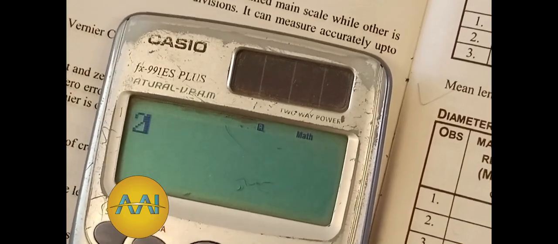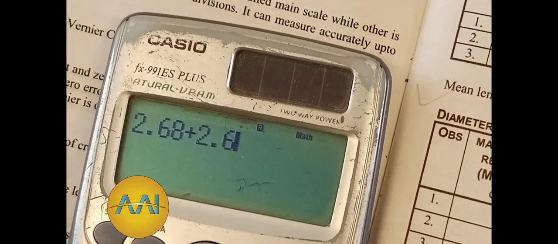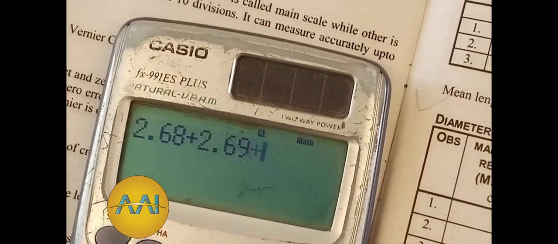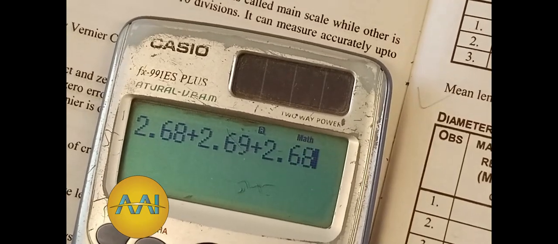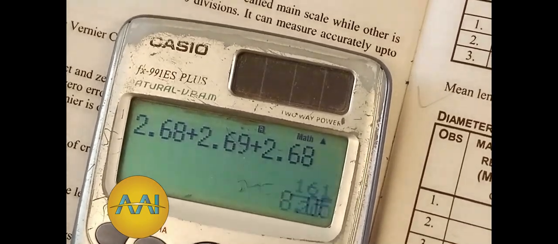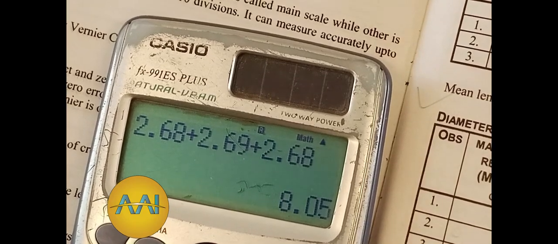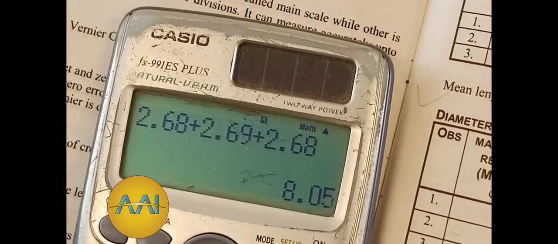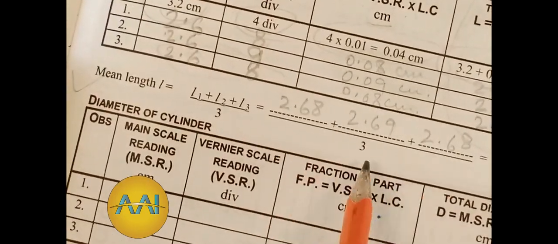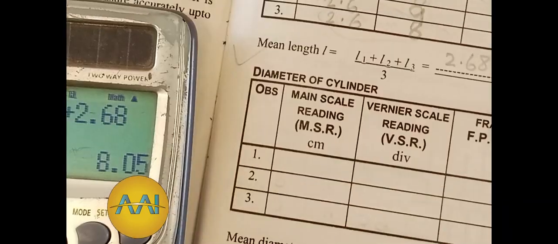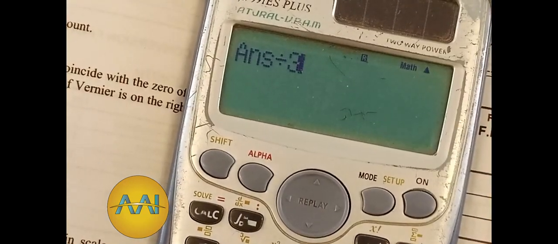What is our first reading? 2.68 plus 2.69 is the second reading. Now the third and last reading is 2.68. The sum is 8.05, and the last thing is you have to divide these three readings by 3. So now I am dividing 8.05 divided by 3.